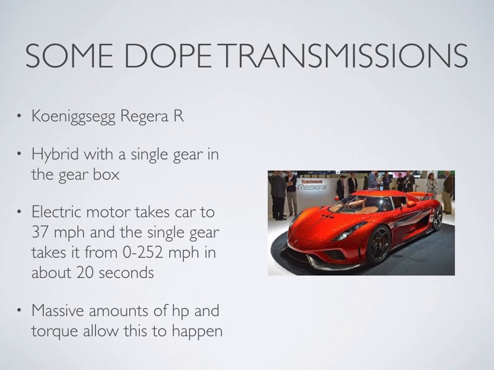Some cool transmissions. Yeah, transmissions can be cool. The Koenigsegg Regera R, which is a Swedish supercar, has a crazy, very unique transmission. It's a hybrid with a single gear. It has an electric motor that takes it to 37 miles per hour, and then from there, a single gear takes it from 37 miles an hour to 252 miles an hour. It can go from 0 to 252 miles an hour in about 20 seconds. So it's quite an incredible feat.